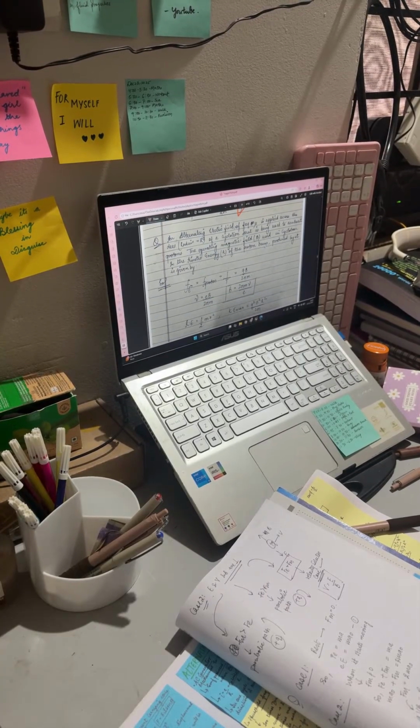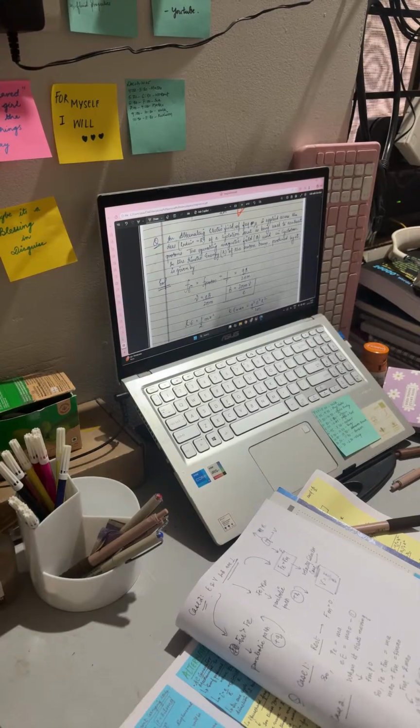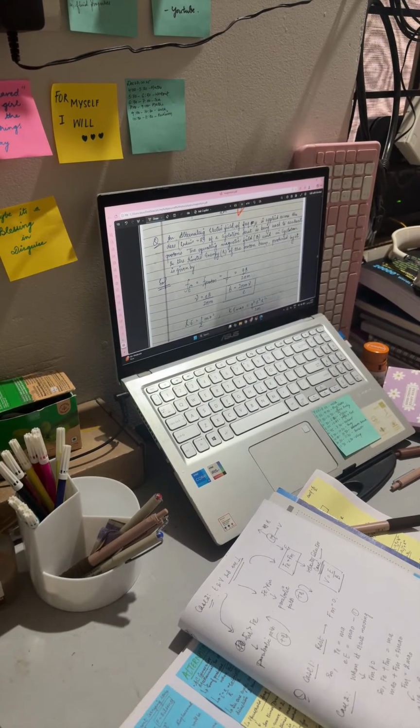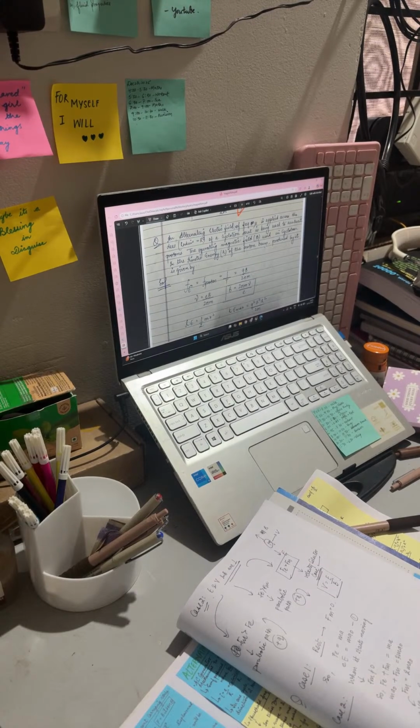An alternating electric field of frequency mu is applied across. इसका कितना लग रहा है मुझे लग रहा है इसमें. What is this one? So, okay.